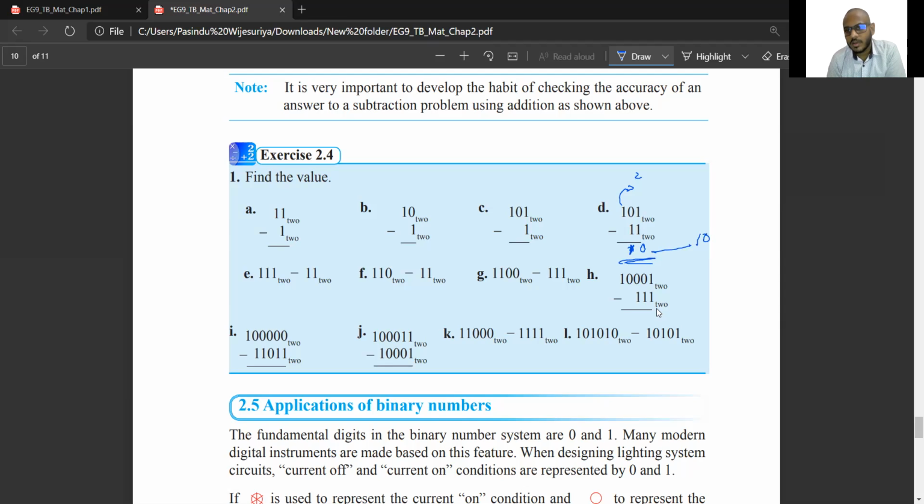Let's do this. 1 minus 0 is 0. And for this it's like normal subtraction. So when I put it here, this is going to be a 2. Then from this 2, you keep 1 and you give, this is going to be 2 2 2.